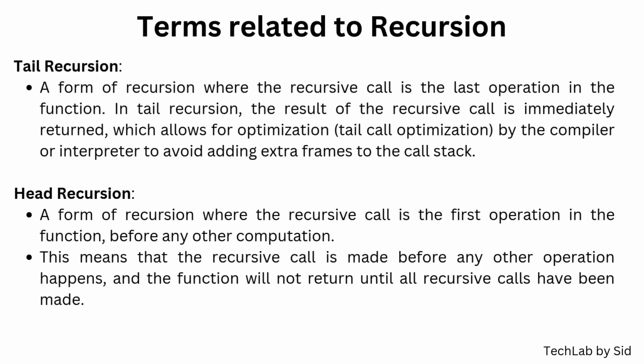Tail recursion. A form of recursion where the recursive call is the last operation in the function. In tail recursion, the result of the recursive call is immediately returned, which allows for optimization, or tail call optimization, by the compiler or interpreter to avoid adding extra frames to the call stack.